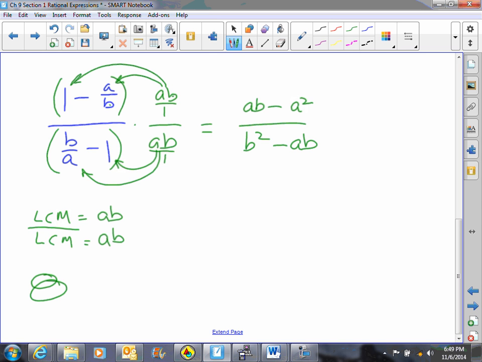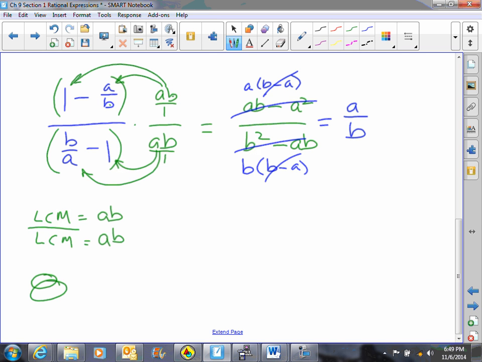Now, remember, we have to always check to make sure that the fraction can't be reduced further. Well, in this particular case, the numerator factors because there's a common factor of a. We get a times b minus a. That takes care of the numerator. And in the denominator, there's a common factor of b. So we have b times b minus a also. And what we end up with is, notice the b minus a here will cancel with the b minus a here, and we end up with a over b.